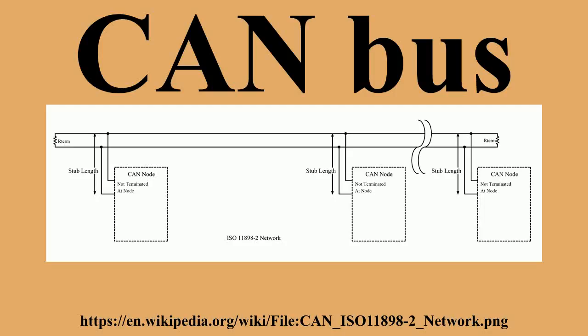Layers. The CAN protocol, like many networking protocols, can be decomposed into the following abstraction layers: application layer, object layer, message filtering, message and status handling.